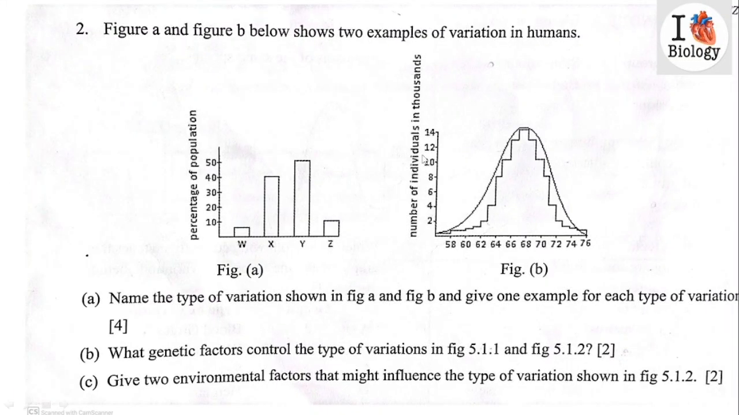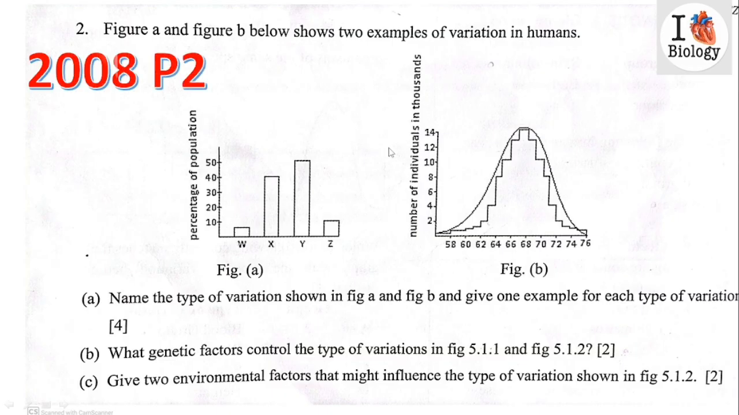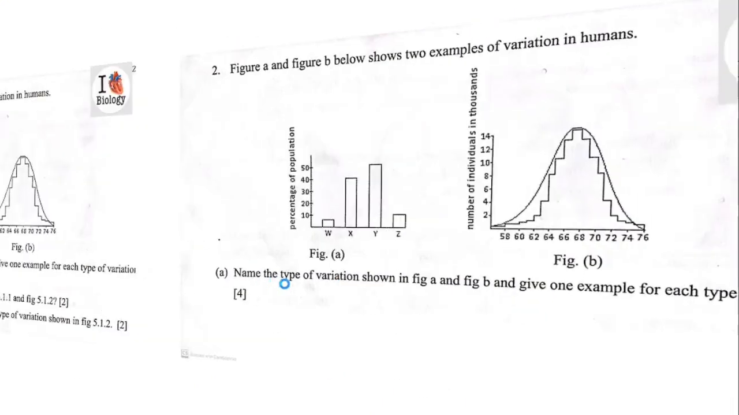So in this presentation, we are going to look at this question. This is a question that came in biology paper 2 for 2008. This question is coming from the topic genetics, specifically types of variation. So we have these questions: question A, B, and C. Let's see how we can answer these questions.